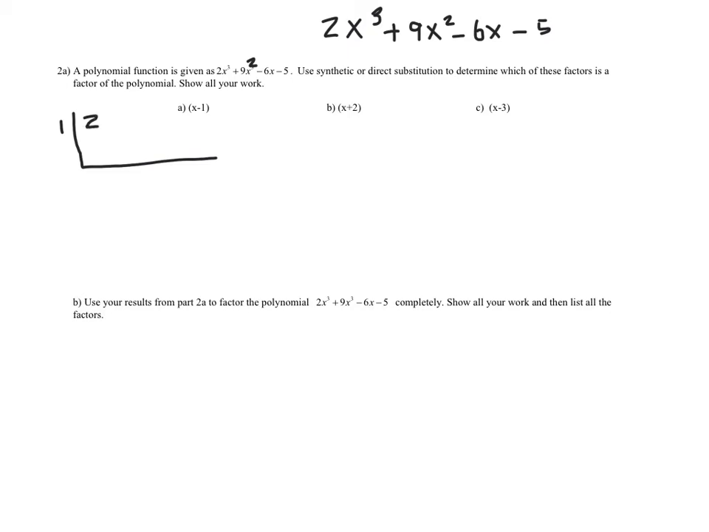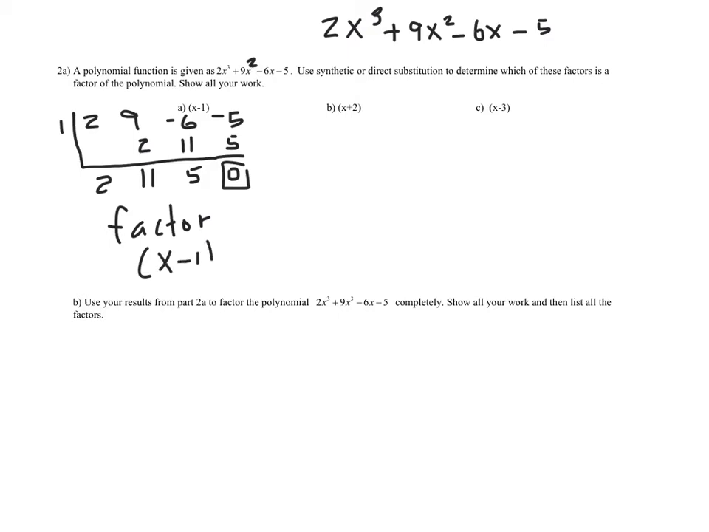So I write my coefficients. Be careful always to check whether an exponent is missing. This is negative 5, and this is 2. So that's going to be 2. So 11. This is 5. 1 times 5 is 5. So the remainder is 0. So that's a factor. So x minus 1 is a factor.